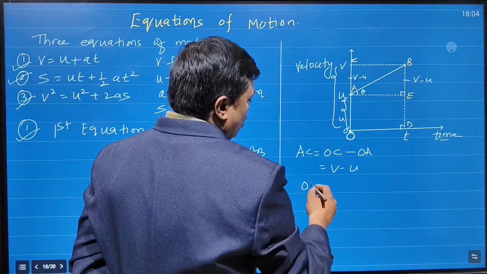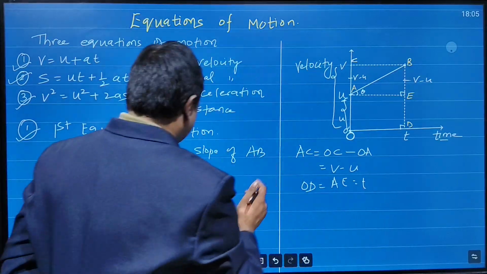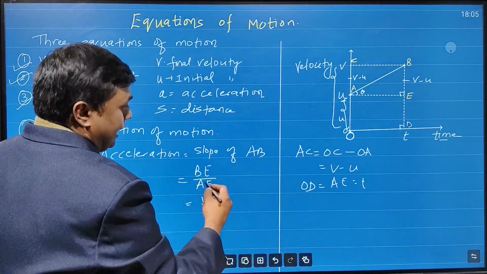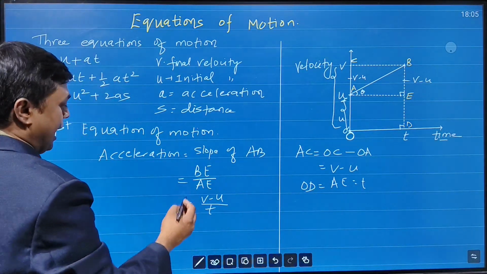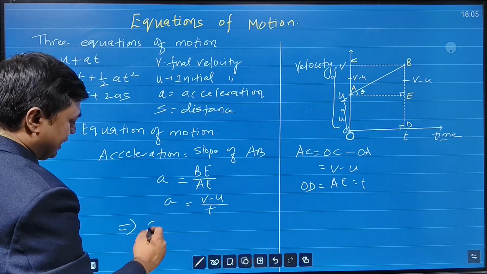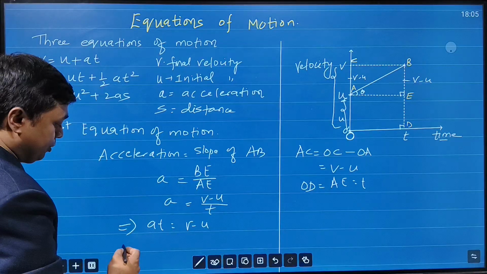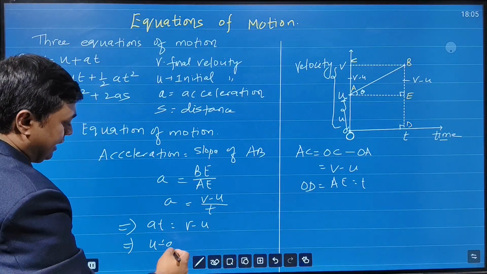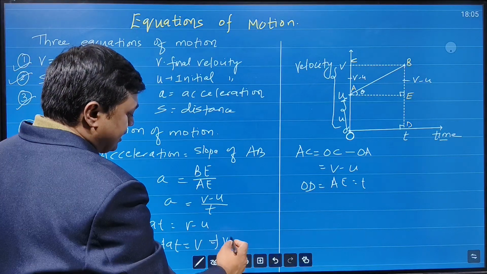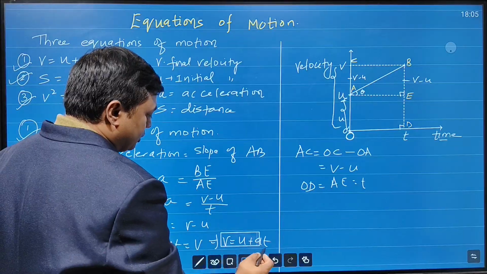So we can write OD is equal to AE, that is equal to t. Just substitute the values. BE is nothing but v minus u and AE is nothing but t, so this is the acceleration. If you cross multiply, we can write at is equal to v minus u. Moving minus u to the left hand side, it becomes plus u. So u plus at is equal to v. Finally, we can write v is equal to u plus at. This is the first equation of motion.